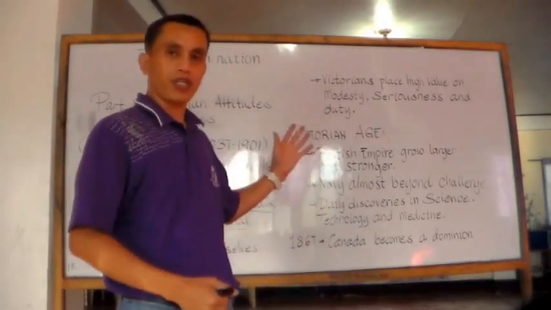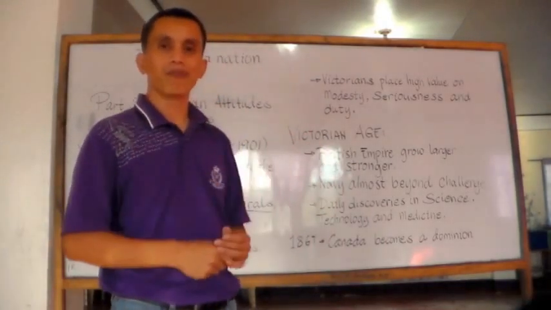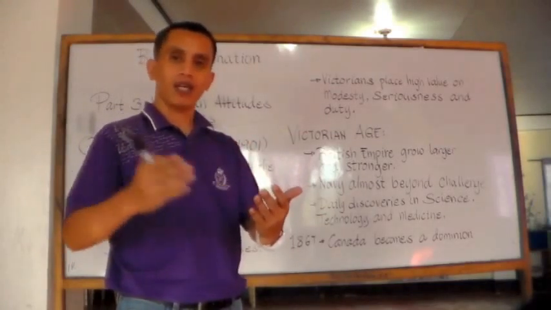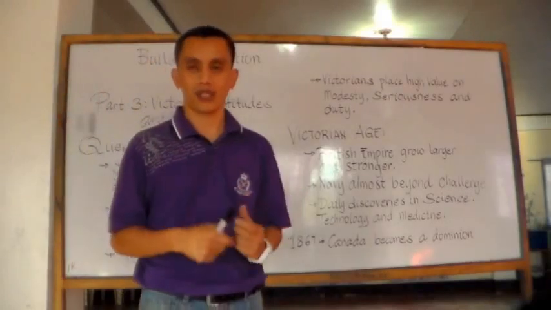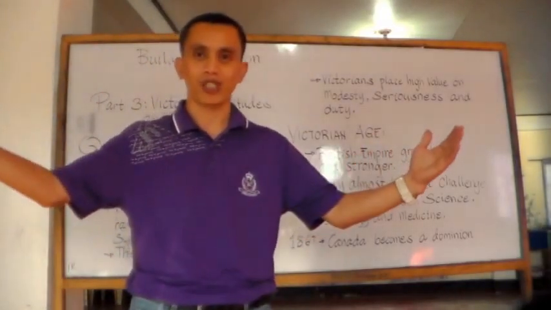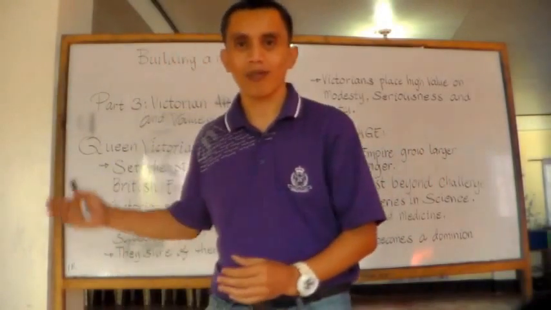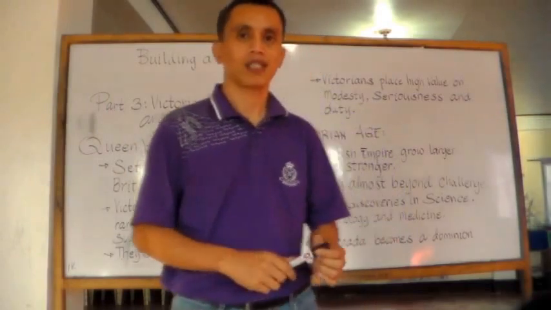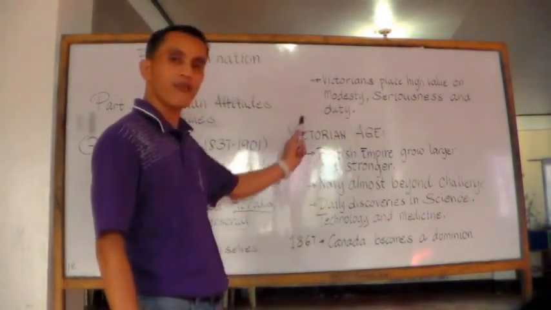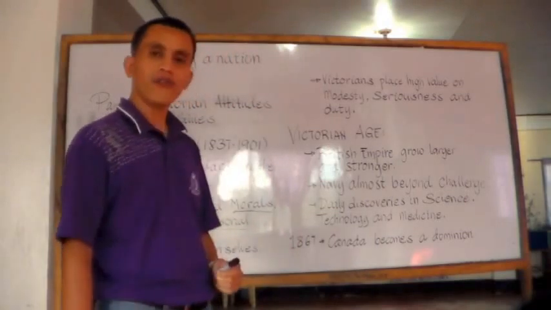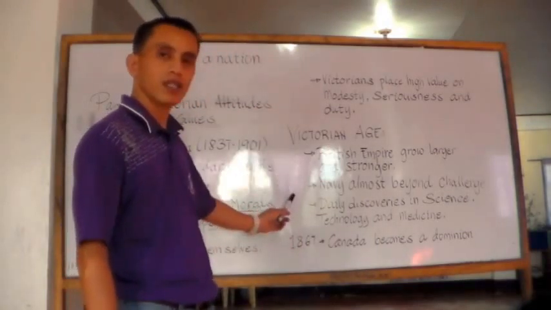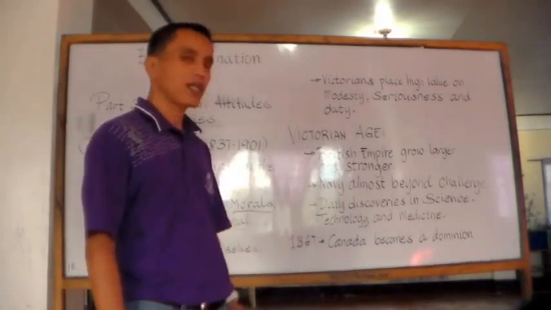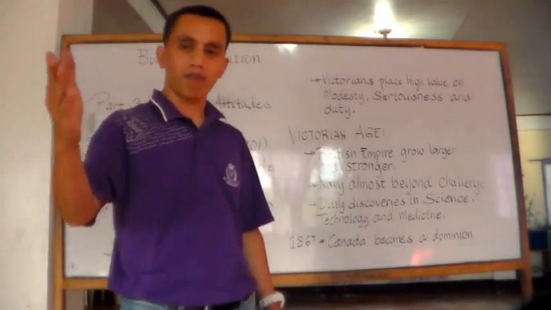The British living in Canada think of themselves as British, not Canadians. So they read the newspaper every day and still think of themselves as part of the British colony or part of the British Empire because they are British who just migrated to Canada. Now, because of all of these things that happened, in 1867, Canada finally became a country.